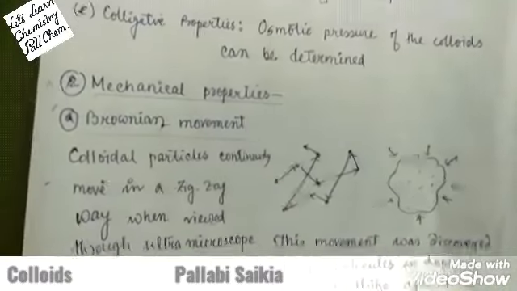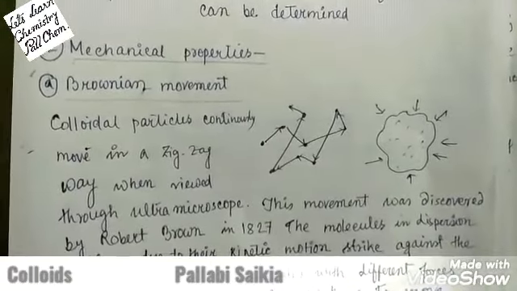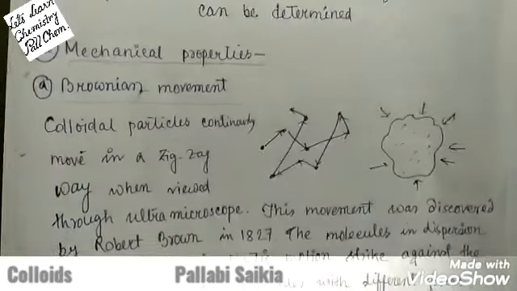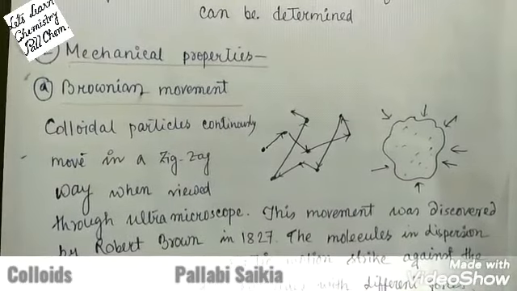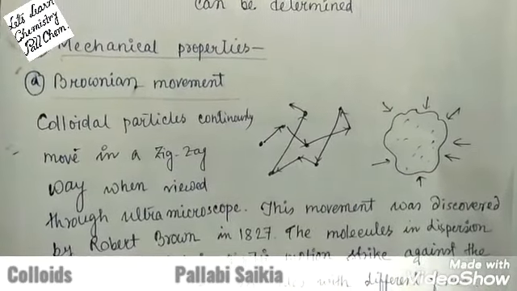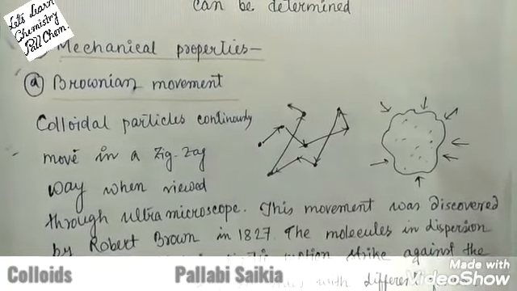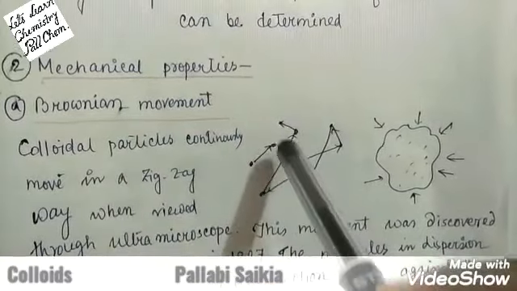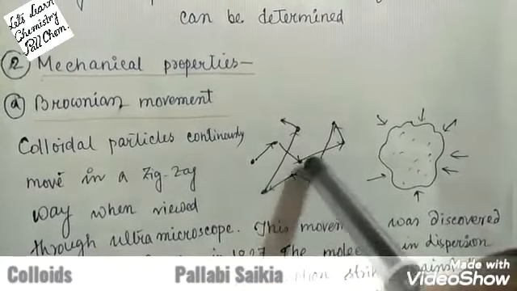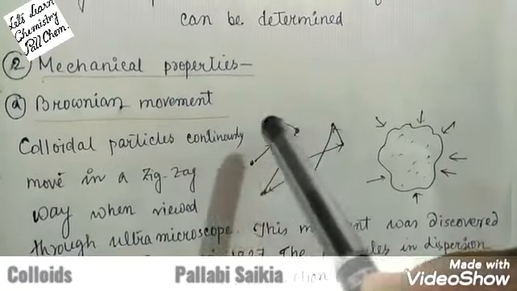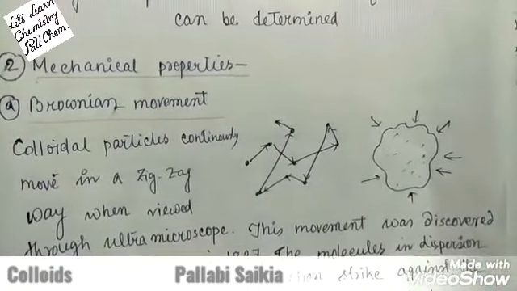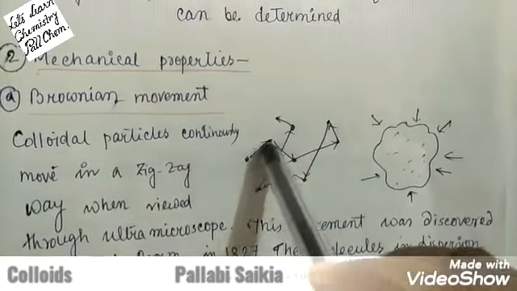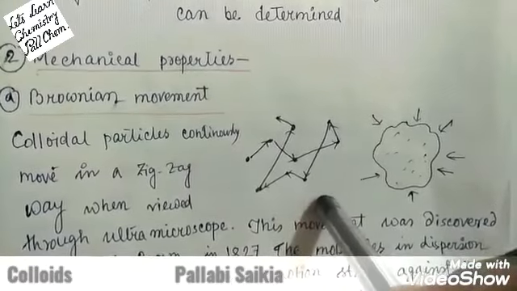Next is mechanical properties. Number one is Brownian movement. If we observe the colloidal particles in an ultramicroscope, not in an ordinary microscope, then we will see that the colloidal particles are continuously moving in a zigzag pathway. This movement was first observed by Robert Brown in 1827. That's why the movement is known as Brownian movement.